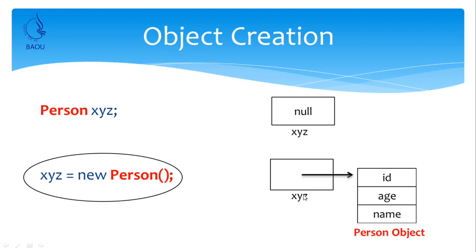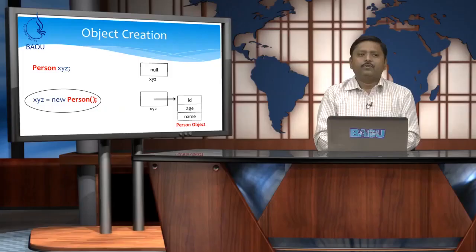Now, when I create person class object, it has 3 instance variables. So, it allocates memory for id, age and name depending on its type, and its address is stored inside XYZ. So, you can access these members as xyz.id, xyz.age and xyz.name. So, this is how object is declared and created.